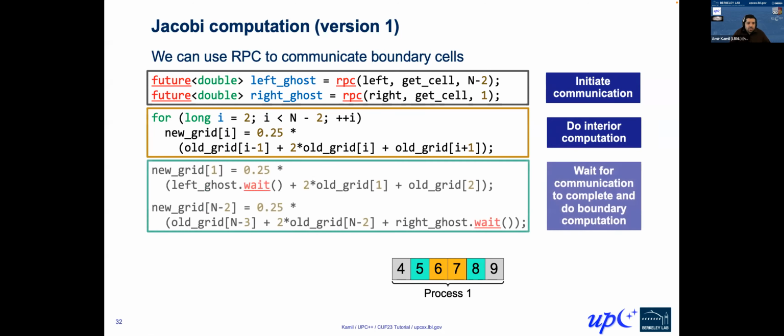So after I'm done with the interior computation, that's the point where I can now wait on those futures and wait for that communication to complete in order to compute the new values for the boundary elements. So for computing the new value for this element over here, I use the future that I sent over to my left neighbor to get the old value of element 4. And here I've done the same with my right neighbor.